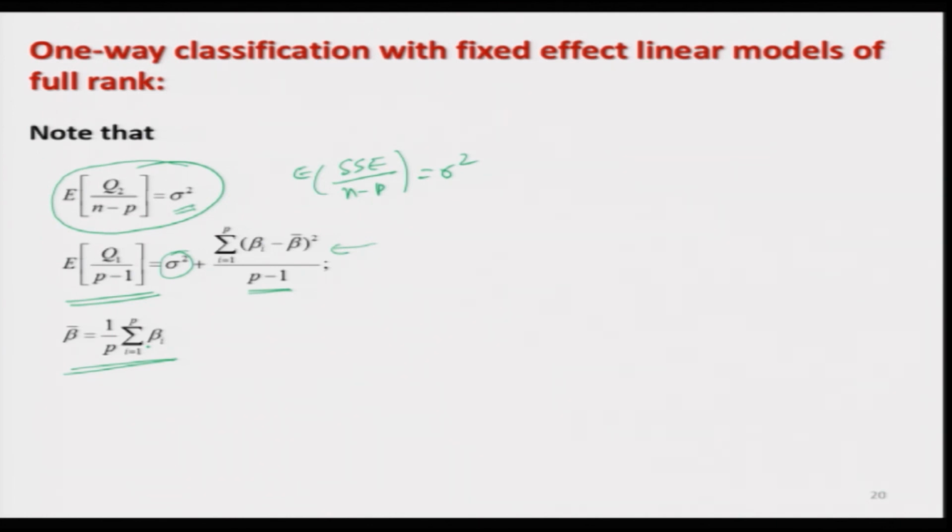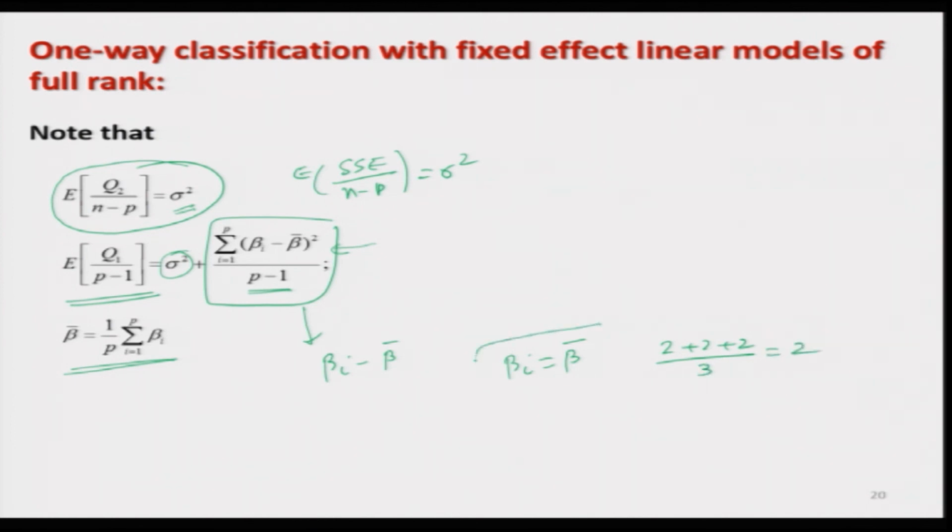You can see that this quantity is going to be smaller if the difference beta i minus beta bar is as small as possible, and ideally if all beta i become the same as beta bar, that means the effects of all the populations are the same. Because, if all the values are the same, like 2 plus 2 plus 2 divided by 3, this is going to be 2.